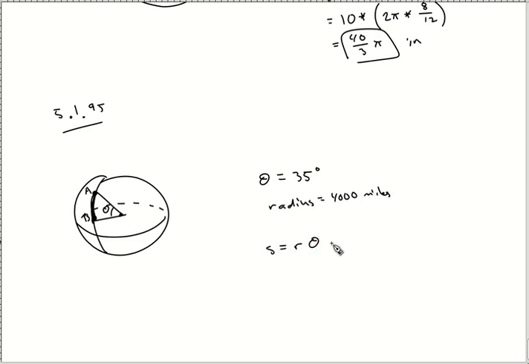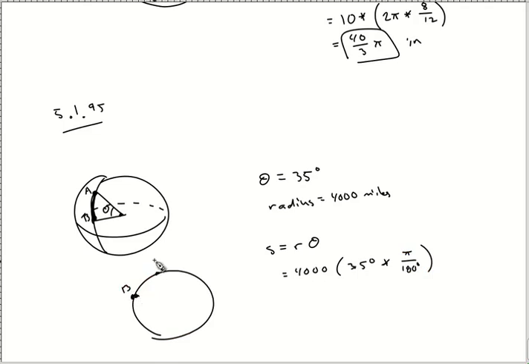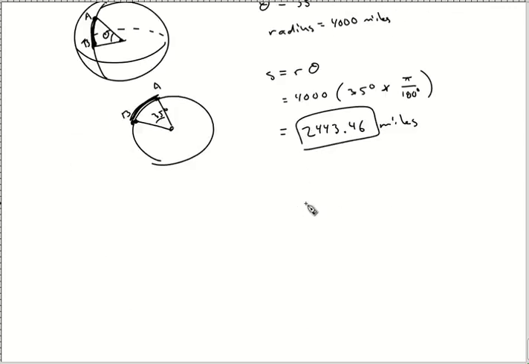And so we're still looking for S equals R theta. We're still looking for our arc length here. So very quickly, I could say it's 4,000 times 35 degrees times, and then we're going to convert it over, pi over 180. Okay, that sounds awesome. But I just want to do it in 2D just to show you what's really going on here. This is B, this is A, there's my center, and this is 35 degrees here. So what's my arc length between them on the surface? You type all this into the calculator. I got 2443.46, and this is in miles. So there you go. One last question, and this one's super easy.